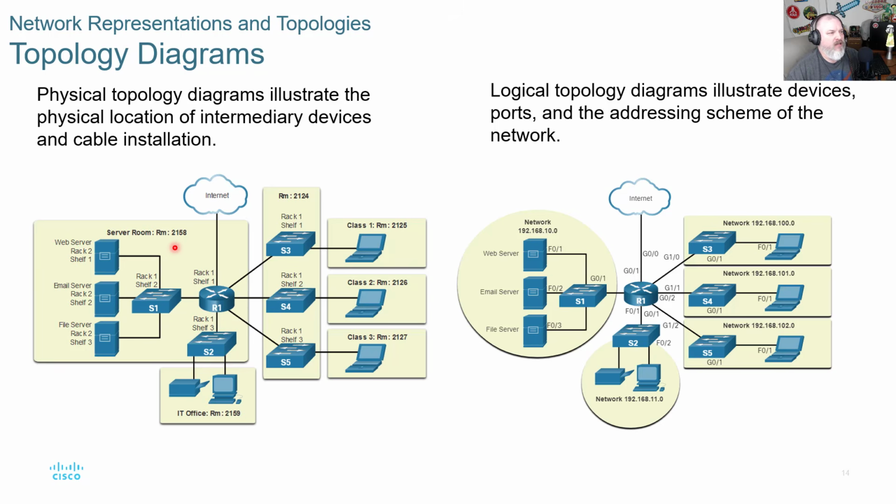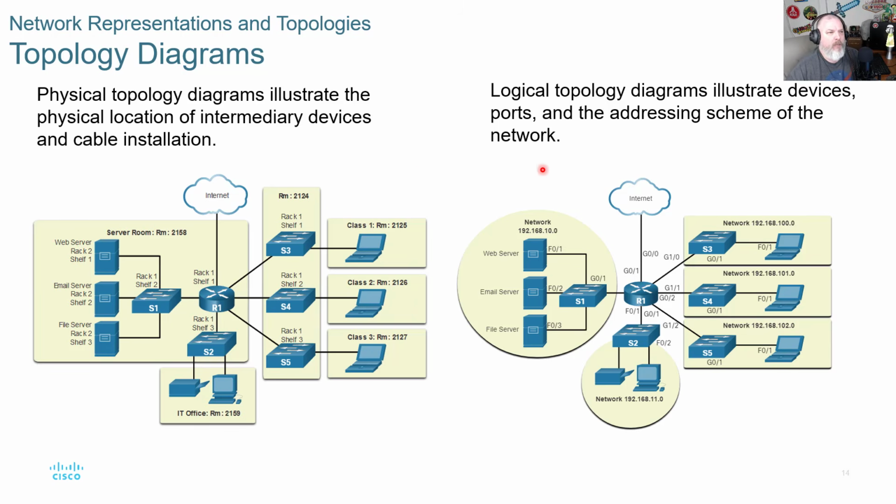But this one's located physically on the second floor in room 158. It tells us that that's the web server. That's in rack number 2, shelf number 1. That router number 1 is in rack 1, shelf 1. So we can take this topology and go find that equipment physically where it is. That's why it's called a physical topology.